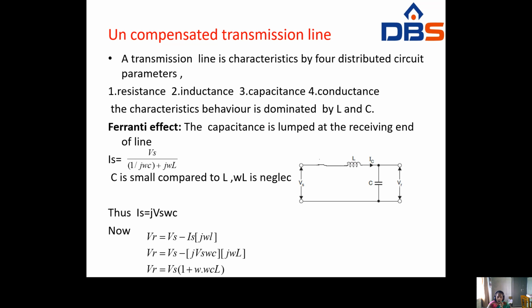Now the receiving end voltage Vr equals Vs minus Is into j omega L. Substituting Is equal to j into Vs into omega C, we get j into Vs into omega C and j omega L. Here j into j is j squared, and the value of j squared is minus 1. So Vr equals Vs into 1 plus omega squared LC, taking Vs as common.